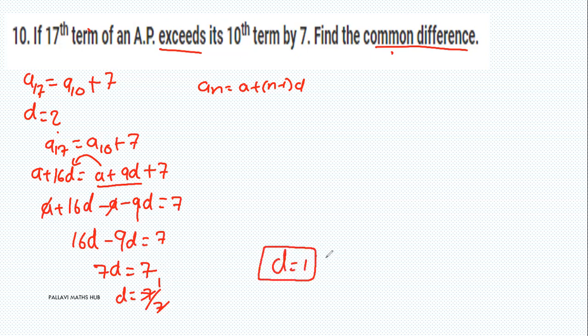What is the common difference? D is equal to 1. I hope all of you understood question numbers 4 to 10.